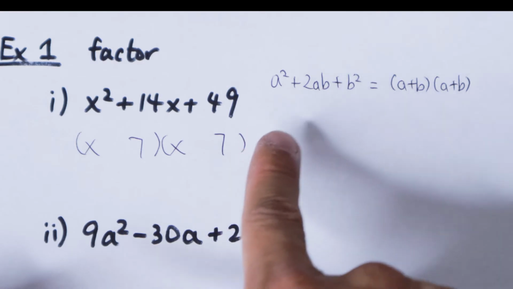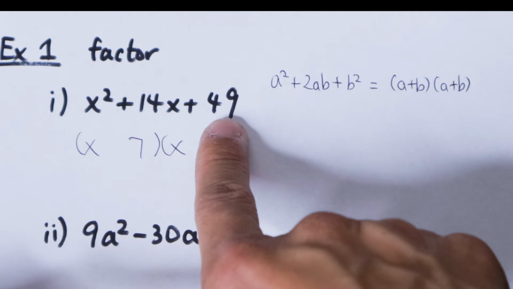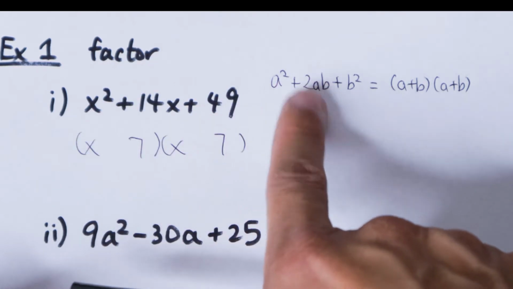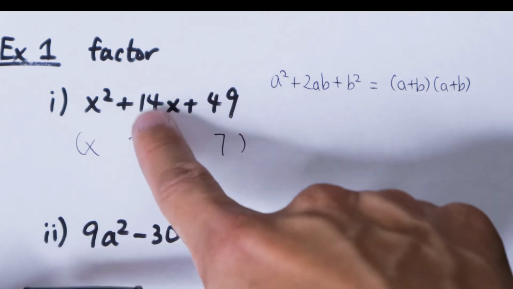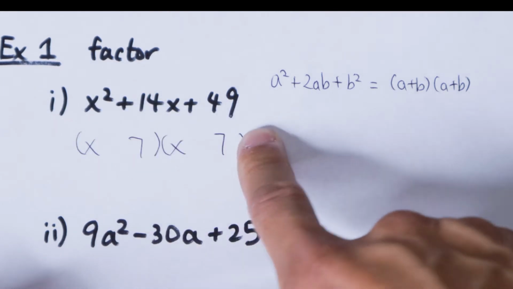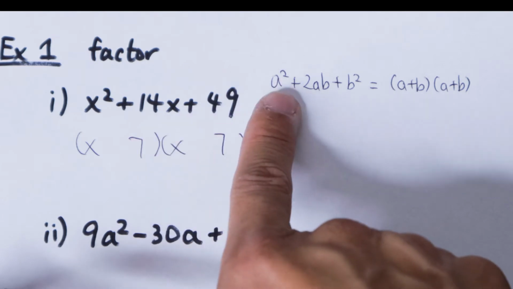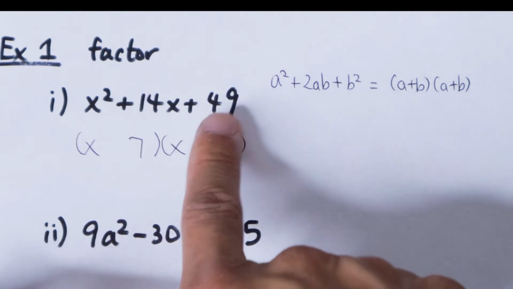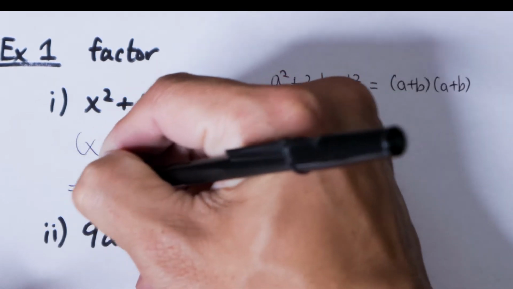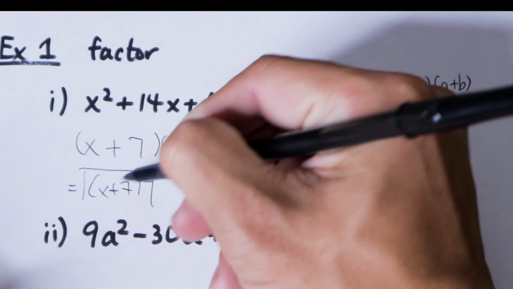And you have to make sure that the middle term is the product of a and b, and then you double that. So if you multiply x and 7, and then multiply by 2, x times 7 times 2, you do get 14x, which matches the middle term of this trinomial. So once you confirm that the middle term is twice the product of a and b, then that becomes x plus 7 multiplied by x plus 7, which becomes x plus 7 raised to the second power. And then you could box your answer.